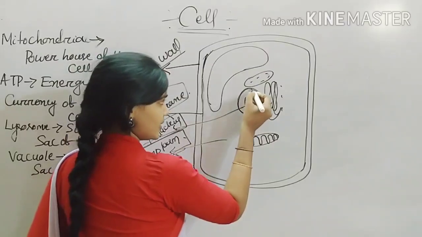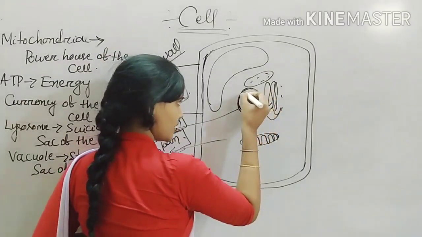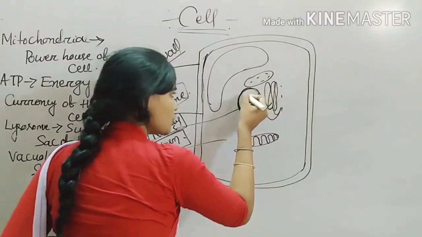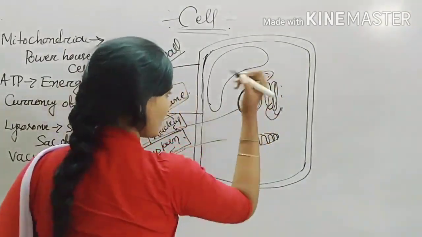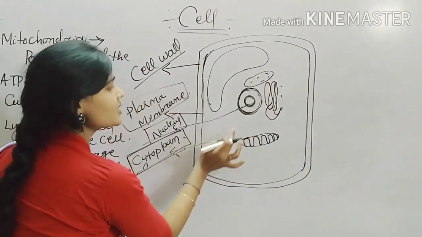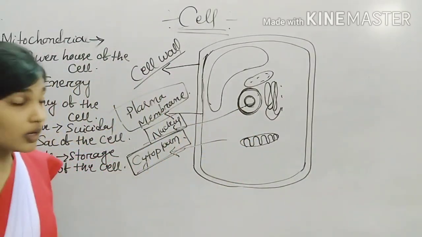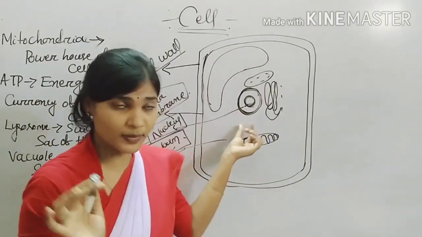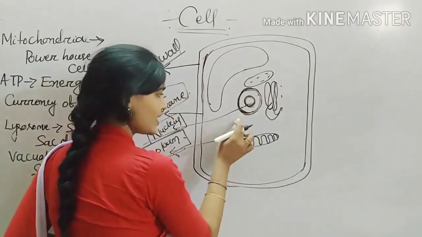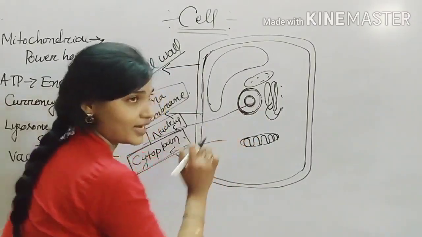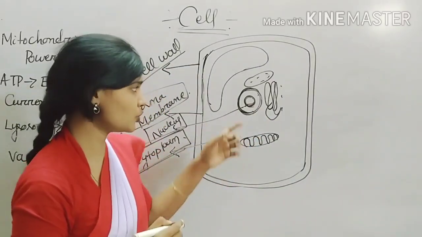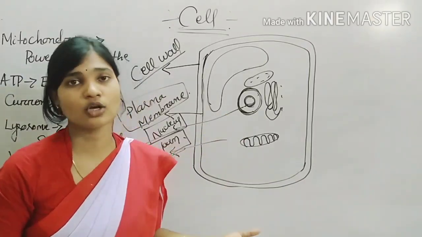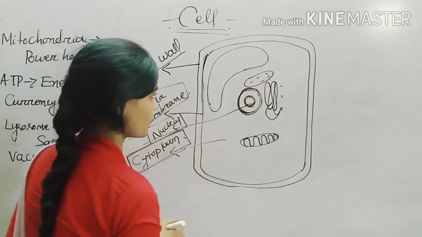Now, this is the nuclear membrane, and this is the nucleus. So, what is the nuclear membrane? The membrane that separates the nucleus from the cytoplasm is known as the nuclear membrane.